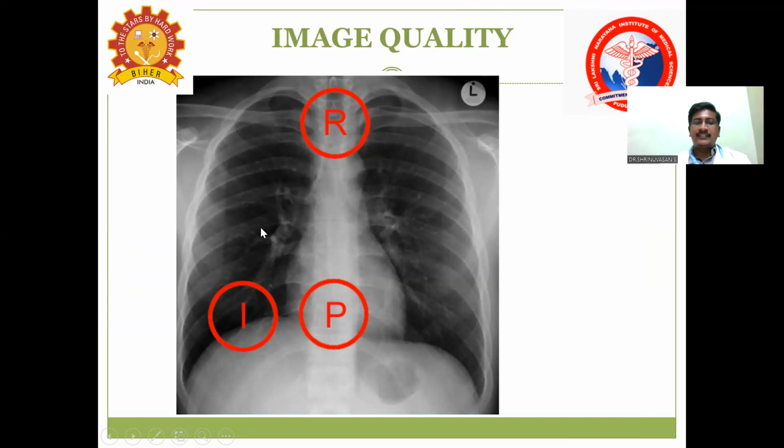Then look at the inspiration, whether adequate inspiration is there or not. Then P is for penetration. The penetration will tell you whether they have used adequate KVP or MAS. So this RIP is a mnemonic to check the technical issues, whether they have taken the X-ray properly.